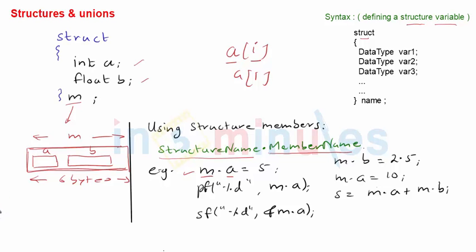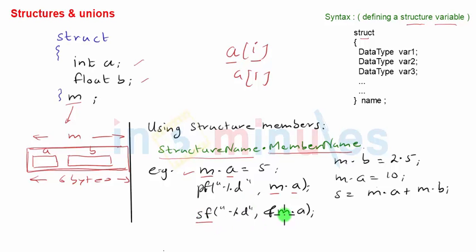So normally we should write only printf and a. But since a is a member of m, we have to write printf %d, since it's an integer, m dot a. So you're printing a of m. We can read it in reverse direction with the word of.